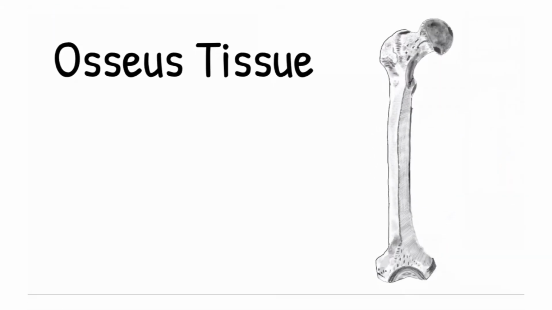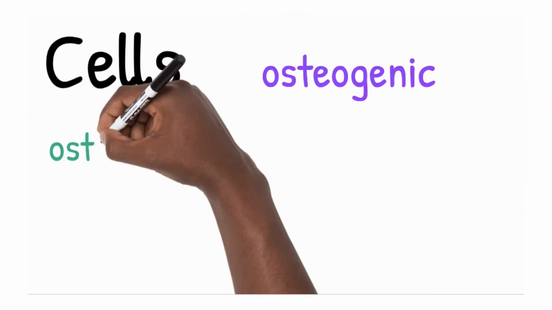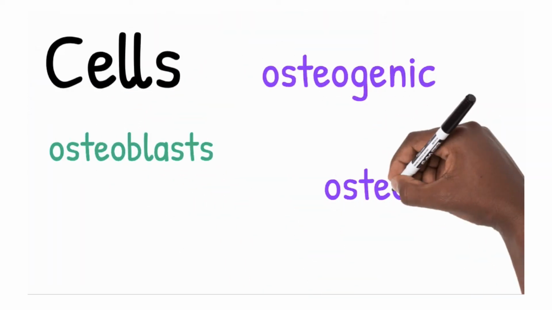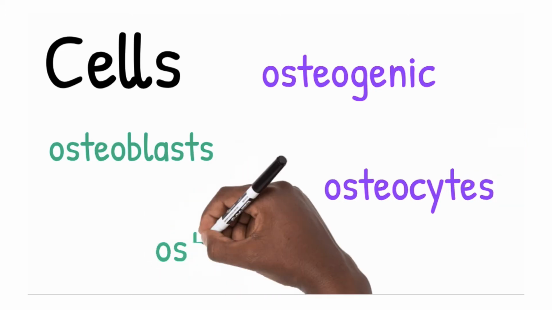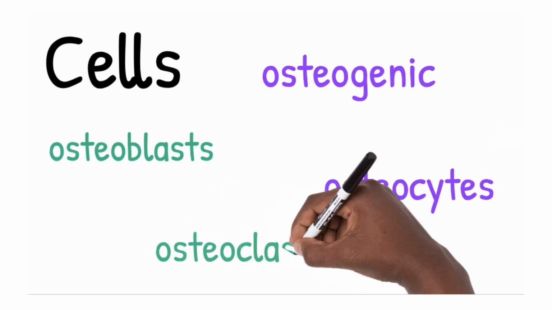Let's talk about bone, otherwise known as osseous tissue, which is one of the types of specialized connective tissue. And like I've said in the previous videos, when we're looking at tissues, we want to analyze two main components of it: cells and the extracellular matrix. Cells of bone include osteogenic cells, osteoblasts, osteocytes, and osteoclasts.